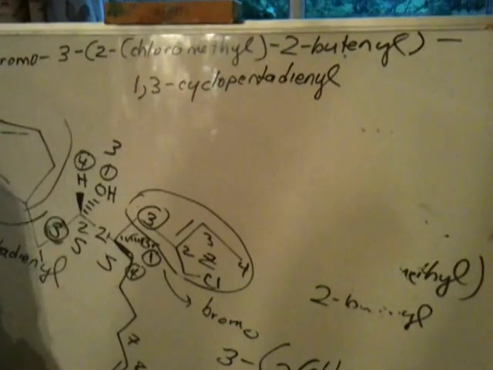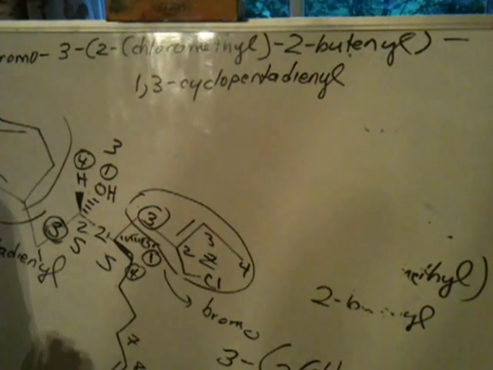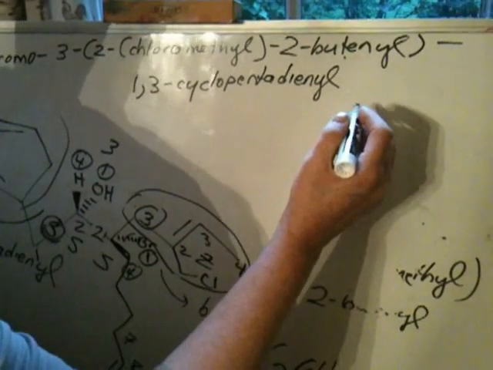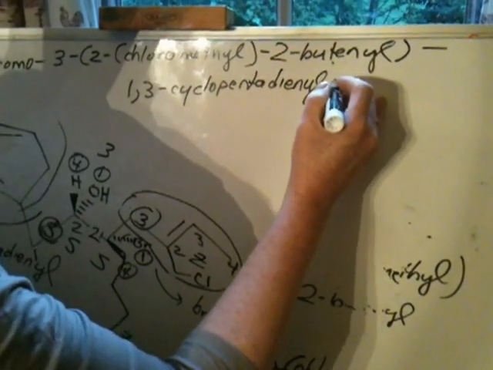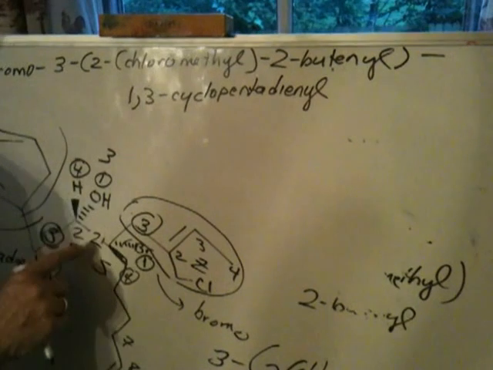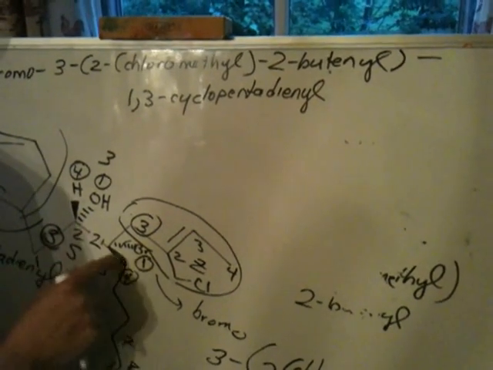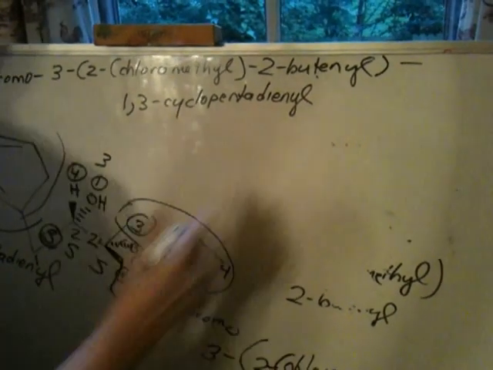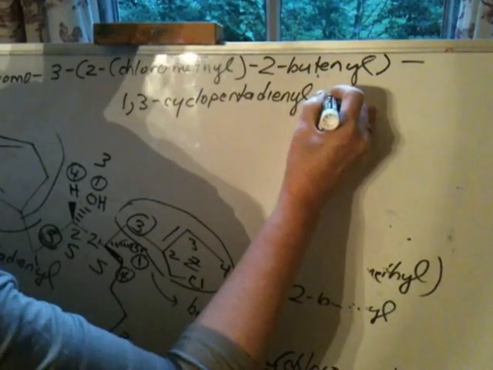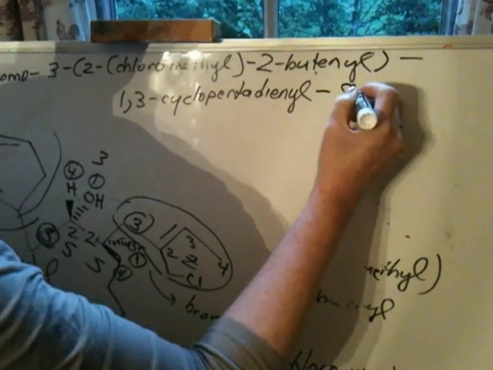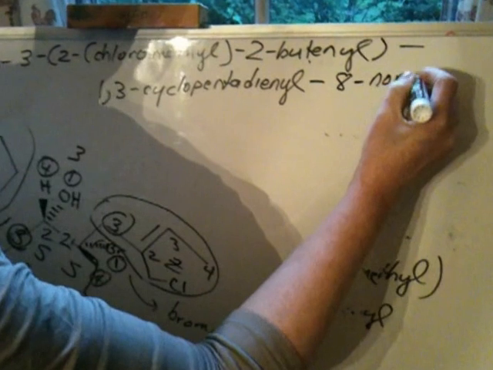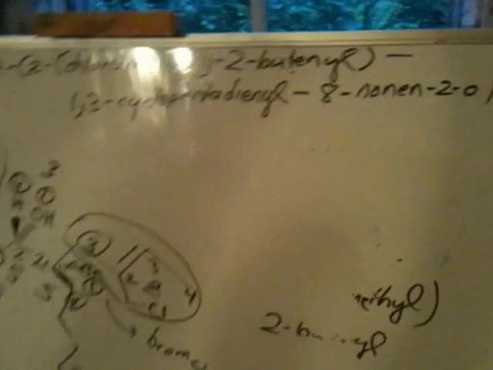okay? And then the main name, as I recall, was a known one. Let's see, 1, 2, 3, 4, 5, 6, 7, 8. So it was 8-nonen-2-ol. That's the whole name. Now, what do I not have in here? I don't have the Z in here.